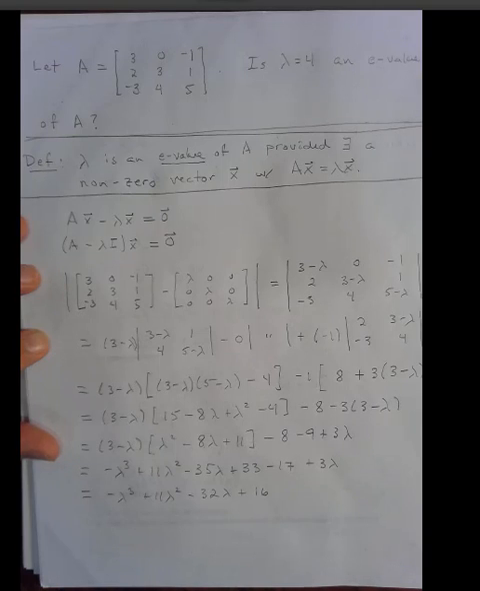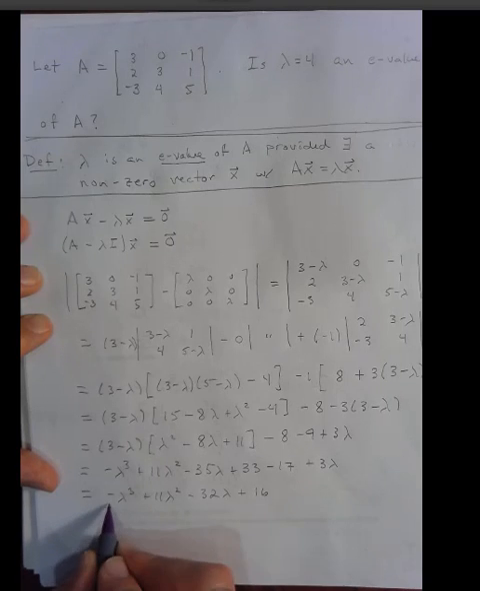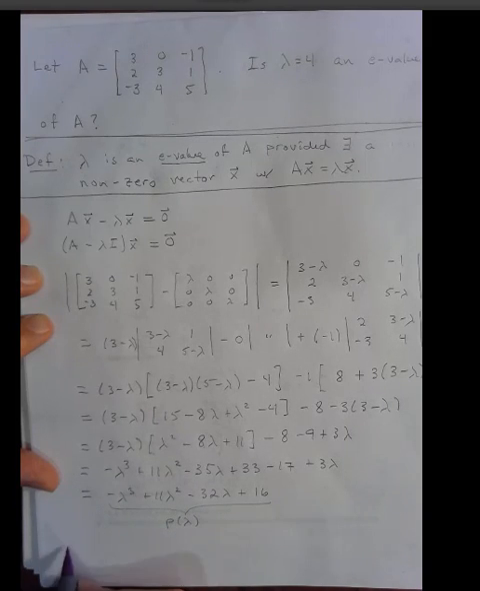Now, typically I would want to find all the eigenvalues, but here they're just asking me if 4 is an eigenvalue. So I've probably done a lot more than I really need to solve this problem, because I could have plugged in lambda equal 4 right away and just calculated that determinant and seen if I get 0. But let's go ahead and plug in lambda equal 4 here. So let's call this thing P of lambda.